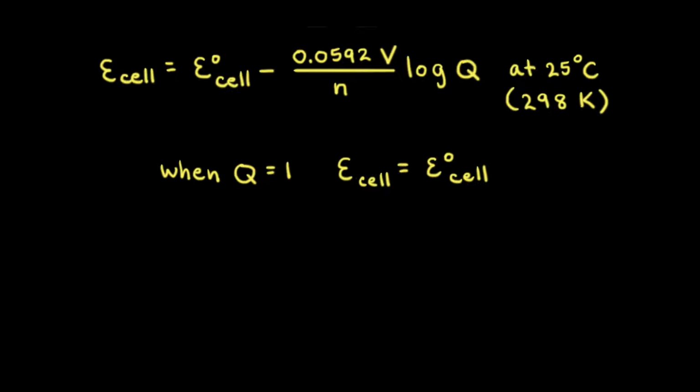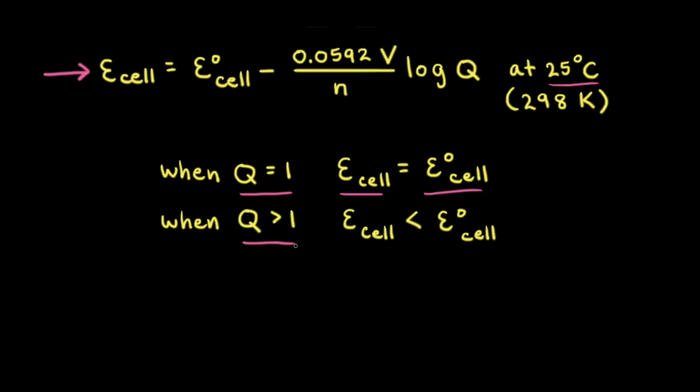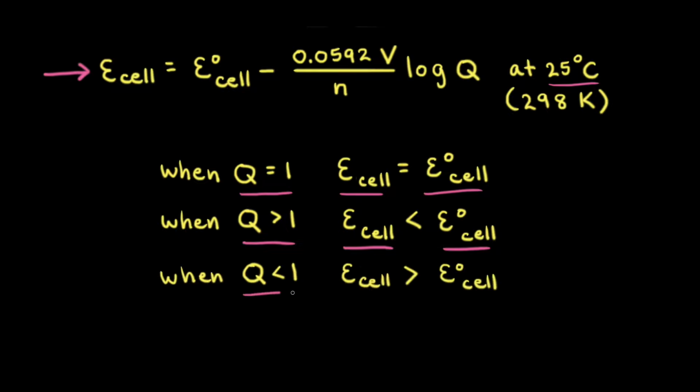Let's do a quick summary of what we've learned from the Nernst equation. So this is the simplified form, which is valid at 25 degrees Celsius. When Q is equal to 1, the instantaneous cell potential is equal to the standard cell potential. When Q is greater than 1, the instantaneous cell potential is less than the standard cell potential. When Q is less than 1, the instantaneous cell potential is greater than the standard cell potential.